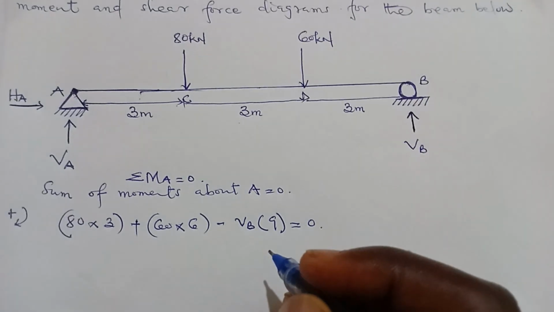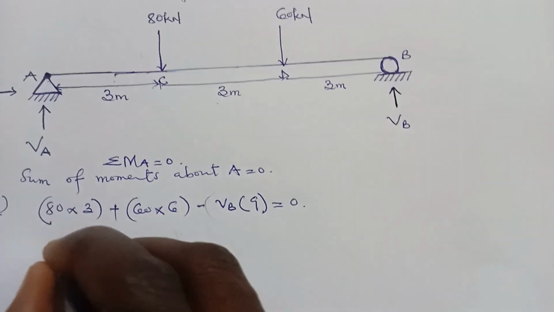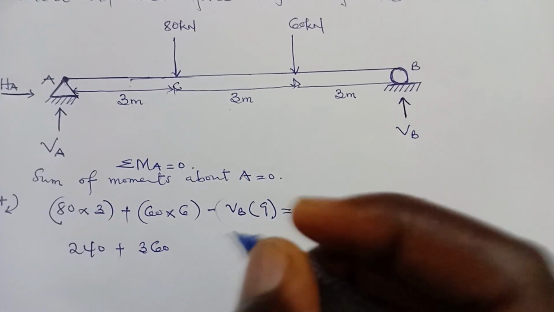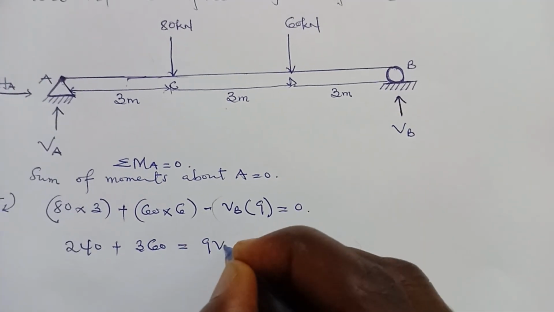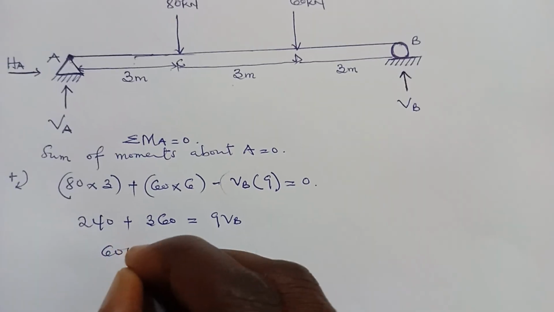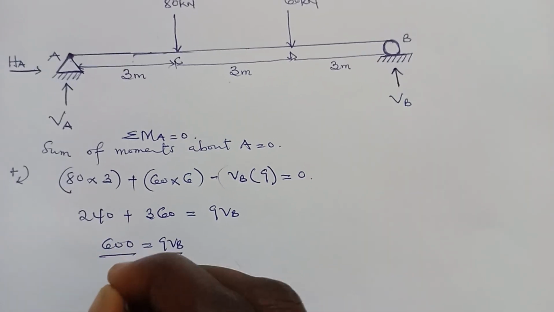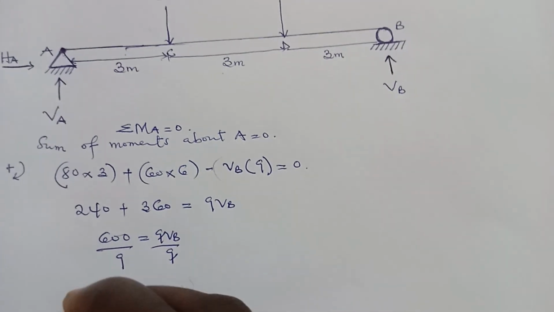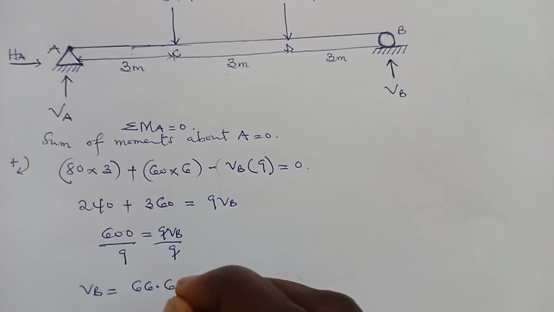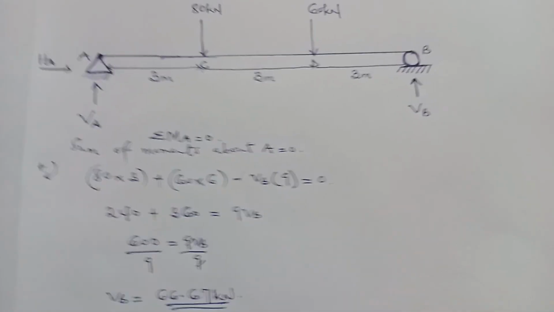So now let's calculate VB. Let's move VB to this side. So 80 times 3 gives us 240, plus 60 times 6 gives 360, is equal to 9 VB. When we sum this, 600 is equal to 9 VB. We'll divide through by 9, so VB will give us 66.67 kilonewton. And that's the vertical reaction VB.